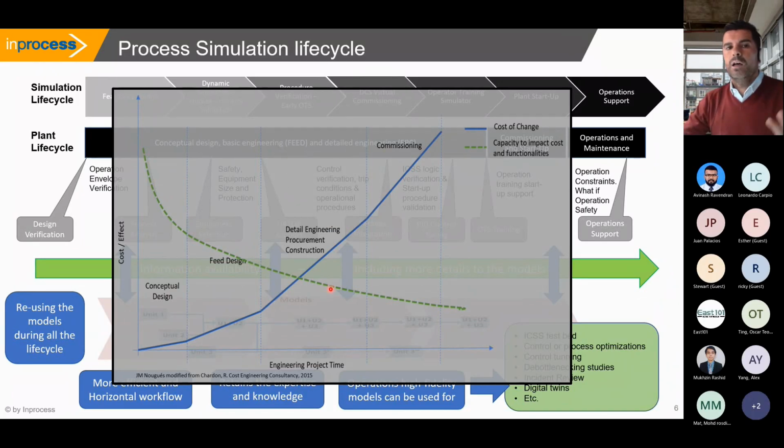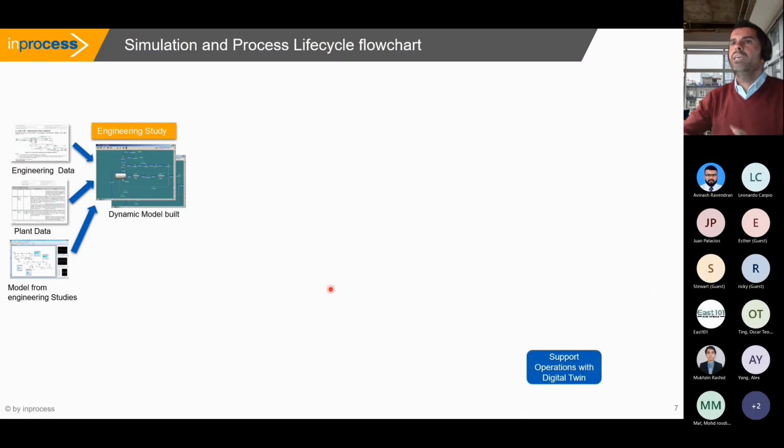So how do we put this in a graph, in a kind of flow chart that is more visual about it? How do we plan this in a sort of flow chart?